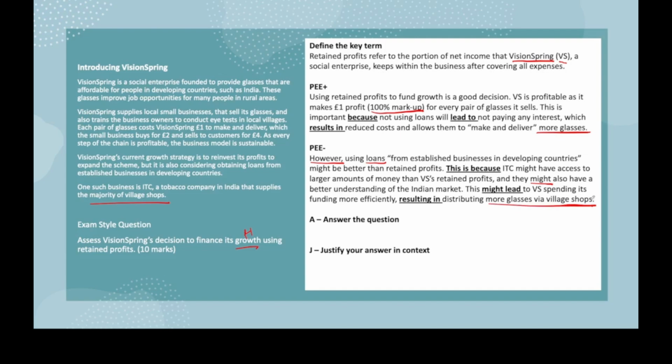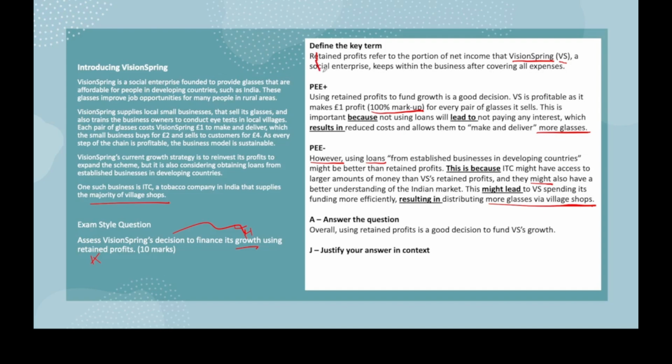It's a lot easier than you just saying growth, by the way. If you just mention growth and products and customers, it's not contextualized. We want to talk about glasses and tobacco companies and village shops. Okay? You're a business consultant. You need to make sure you contextualize everything. We then go back and quickly read the question. We identify that we are assessing the decision linked to the growth, and we've got to make sure that we've done that, obviously, which we've had because that's up here.